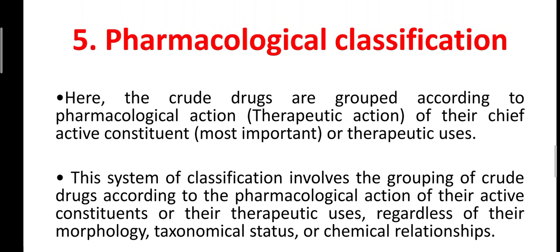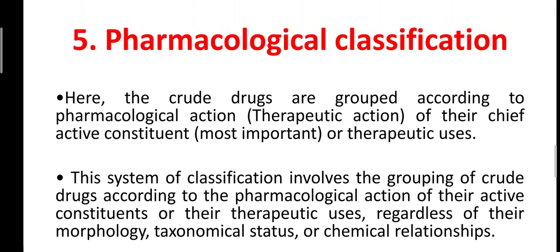Fifth one, pharmacological classification. What is the pharmacological classification? Here, the crude drugs are grouped according to pharmacological action, meaning therapeutic action of their chief active constituents, or therapeutic uses. That means drugs are classified according to the action they give, like digitalis. Digitalis has a cardiotonic property. Hence, digitalis we place in a cardiotonic property or class.